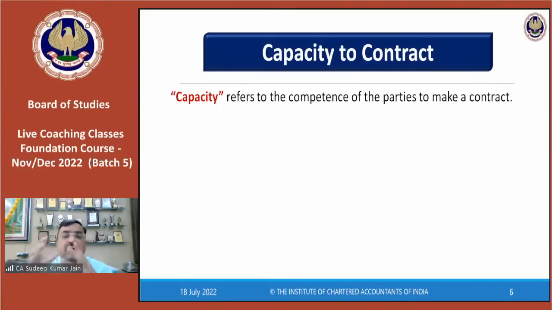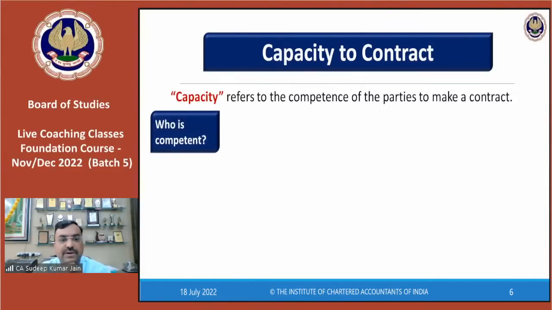So what is the meaning of capacity to contract? Capacity means competence of the parties to make a contract. Means whether party is capable as per the law to be part of the contract. क्या party जो contract कर रही है, one is making offer, second is accepting the offer, क्या वो काबिल है as per the law जो contract कर सकती है? So law says, first point, who is competent according to law. Question is who is competent according to law. यानी कि कॉन्ट्रैक्ट के अकॉर्डिंग कौन कौन कॉन्ट्रैक्ट कर सकता है.